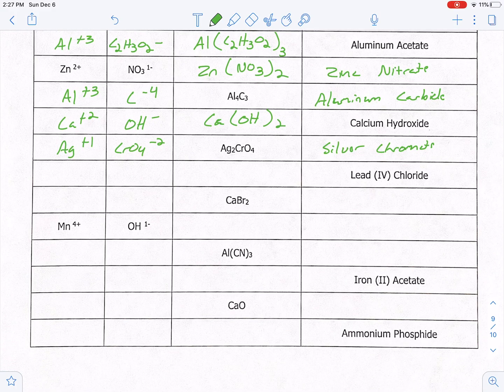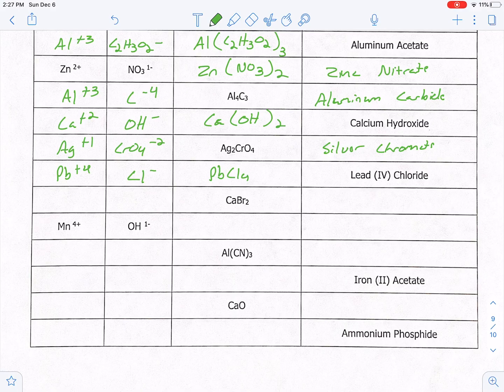Lead 4 chloride. Okay, so chloride just means it's chlorine by itself. Lead 4, so that tells me it's going to be lead, so Pb with a +4 charge. So it's not balanced. So do the crisscross, only need 1 Pb, but I'm going to need 4 chlorines to be balanced out.